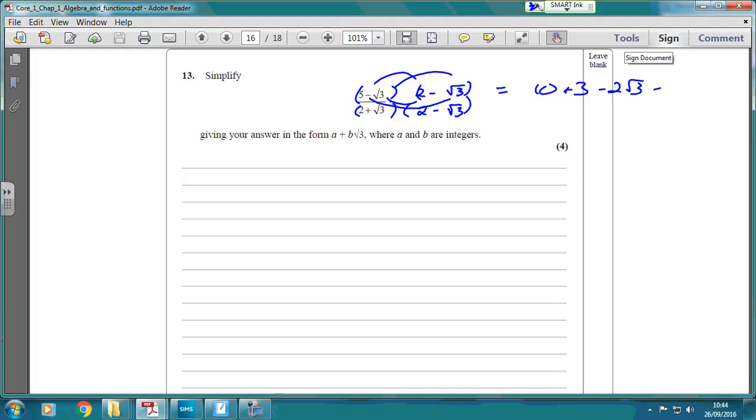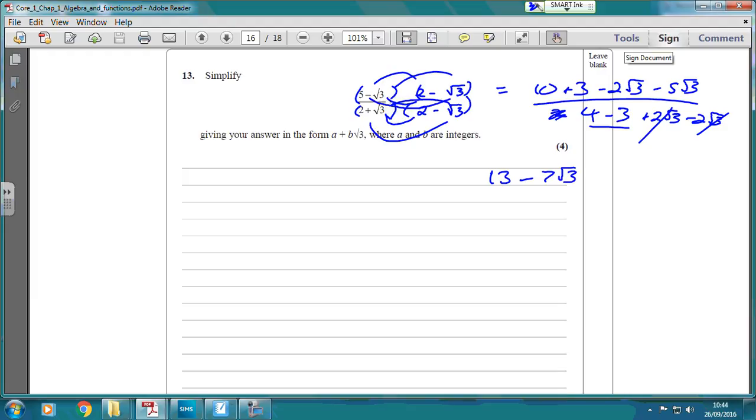Minus 5 root 3. And on the bottom, we have got 2 times 2 is 4. Then we've got minus, so you've got root 3 times minus root 3, that's going to be minus 3. Then you've got plus 2 root 3 minus 2 root 3, which we know whenever we do this cancels. 4 take away 3 is just 1, leaving you with on the bottom 1, and on the top, when we simplify it, 13 minus 7 root 3.